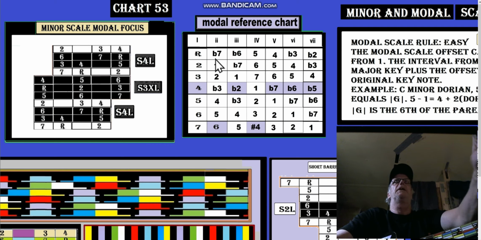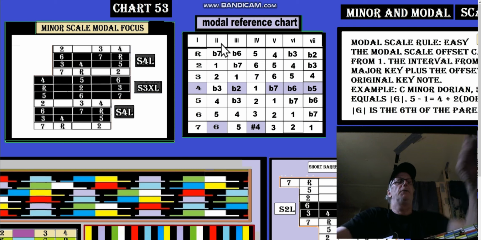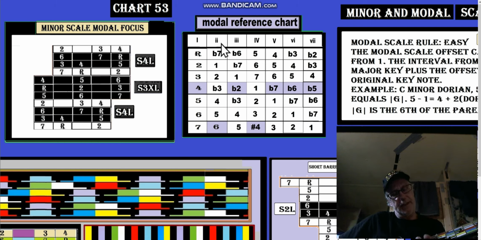And another way of looking at it here's Dorian 2nd, which is D minor, right? D minor. So it'd be starting on that, where'd that D minor go off to? Okay, let's do the A minor. A minor would be like that, okay? So there's A minor.